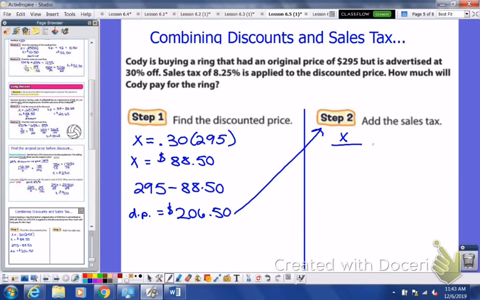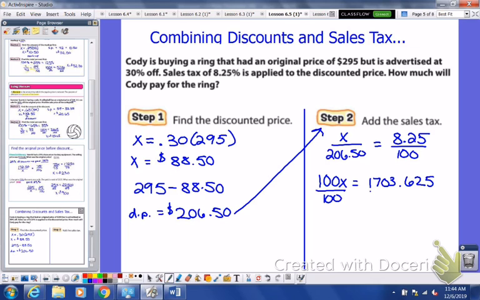So what is 8.25% of $206.50? Do a cross multiply. 100x equals 1,703.625. Notice we do not round until the very end. Divide both sides by 100. And x equals, now we round, $17.04. That is not what you're paying.